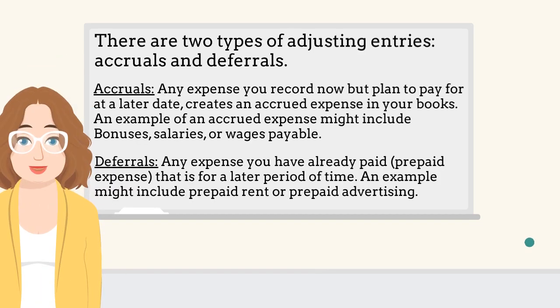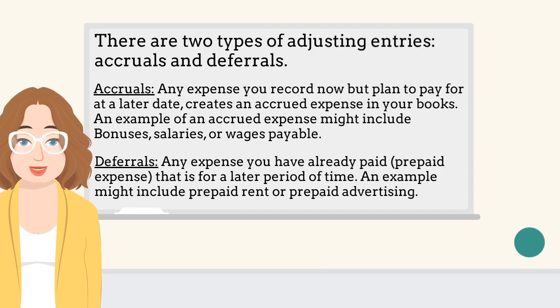Are there different types of adjusting entries? Yes, there are. There are two types of adjusting entries, accruals and deferrals. Let's talk first about accruals. Accruals are any expense you record now but plan to pay for at a later date, which creates an accrued expense in your books. An example of an accrued expense might include bonuses, salaries, or wages payable.